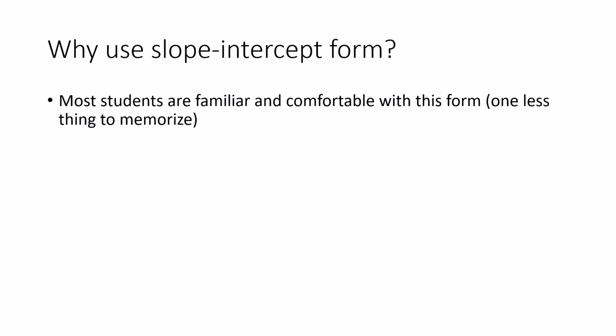One of them is that most students are familiar and comfortable with this form. In other words, it's one less thing to memorize. If you have already learned slope-intercept form of a line and you've been using it and you've gotten good at interpreting what the slope is and what the y-intercept is, then why not stick with the thing that you know? Why bother incorporating some other form of a line that's another thing that you have to memorize? And so a lot of times this is a great way to do it because you as a student are more likely to remember this form of a line and therefore the strategy used to write the equation.